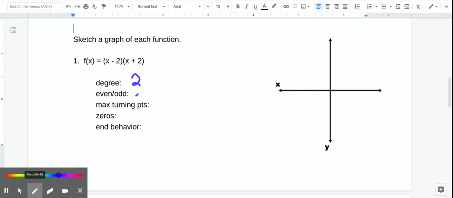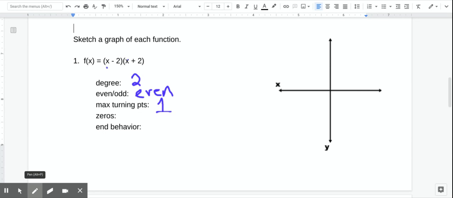That is definitely an even degree. So we'll come back to that. The maximum number of turning points it has is 1. Remember, it's 1 less than the degree. So we could have at most 1 relative minimum or relative maximum.